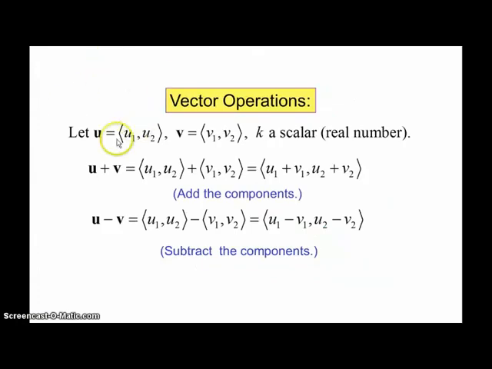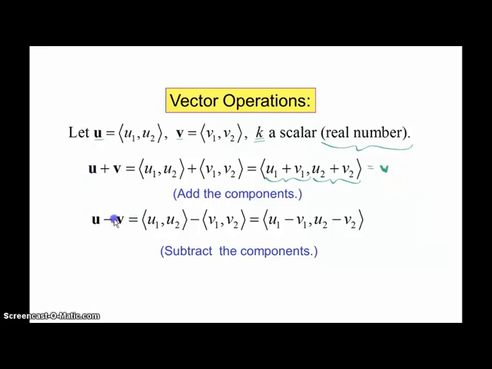Vector operations, you ought to be very familiar with these. Let's say we have two vectors, vector u and vector v. The horizontal component of vector u we're going to call u sub 1, and the vertical component u sub 2. Accordingly, the horizontal component of vector v is v sub 1 and the vertical component is v sub 2. Let's say k is some scalar, or some real number. We can add two vectors by adding their corresponding horizontal components and their corresponding vertical components. This gives us a whole new vector, which we might call w.